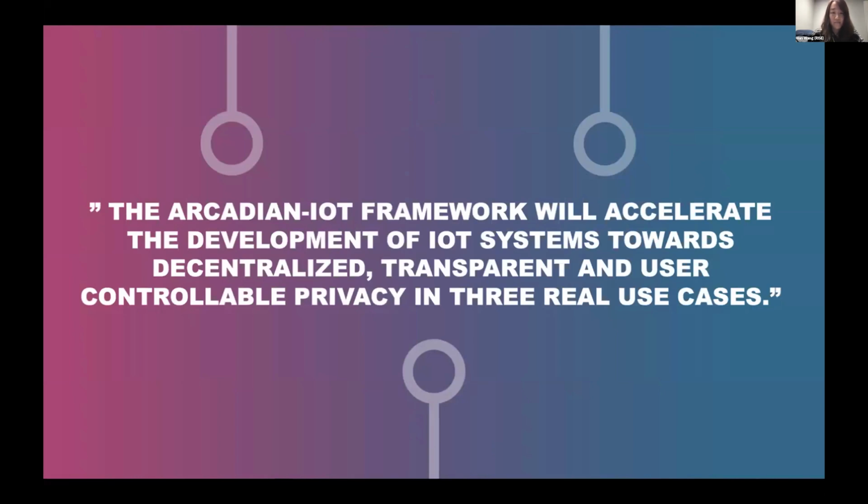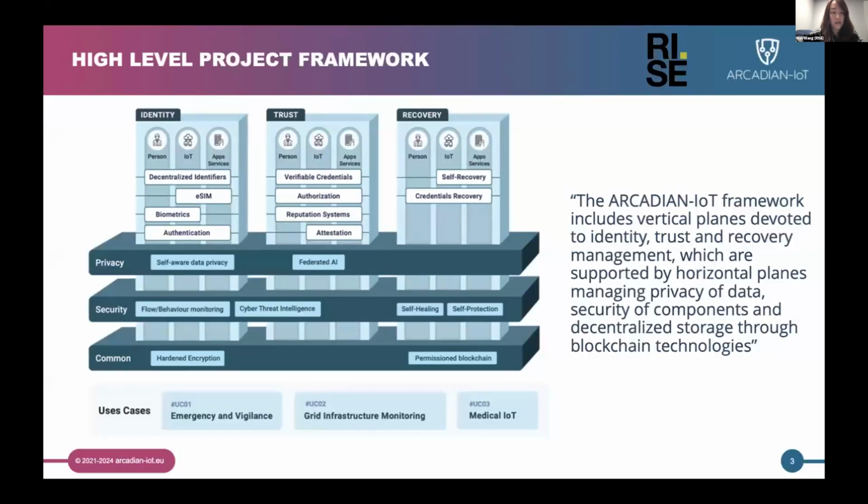It is a Horizon project that aims to develop IoT systems towards decentralized, transparent and user-controllable privacy in three real use cases. They are emergency intelligence, drone monitoring, and medical IoT. We have 3 vertical planes and 3 horizontal planes. Our CTI component is located in the security plane, and tries to help the project share alerts and all the information about threat intelligence.